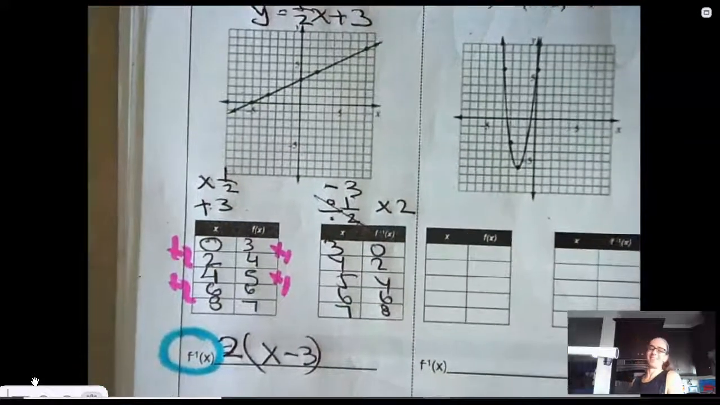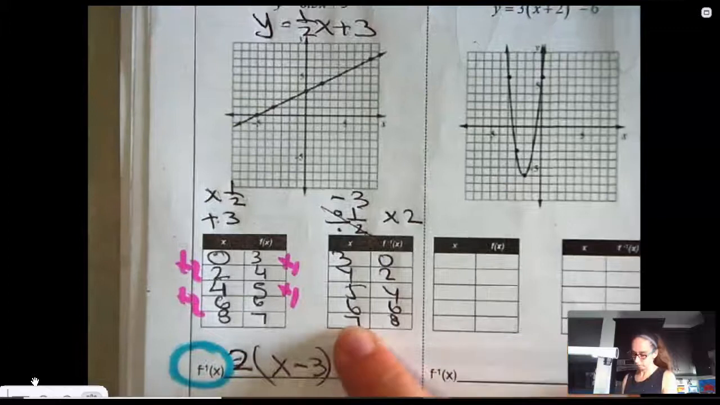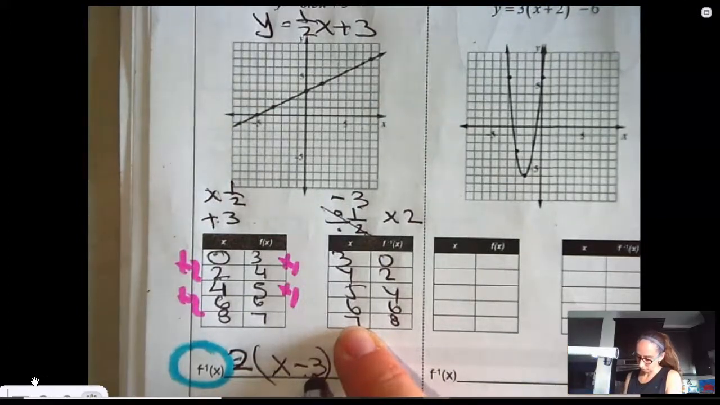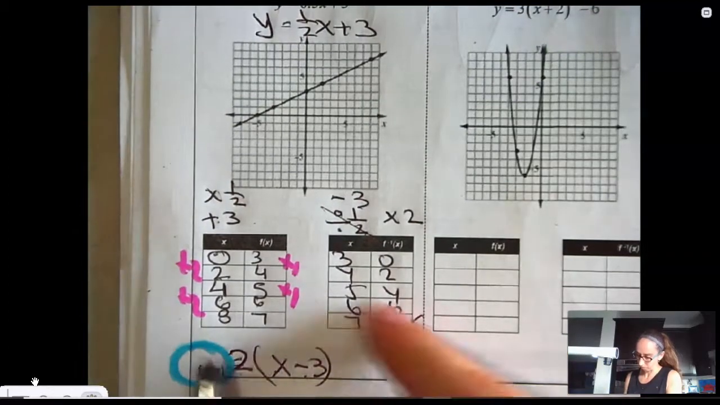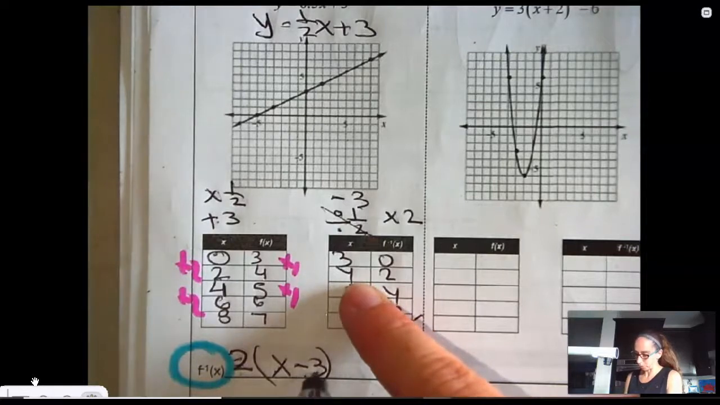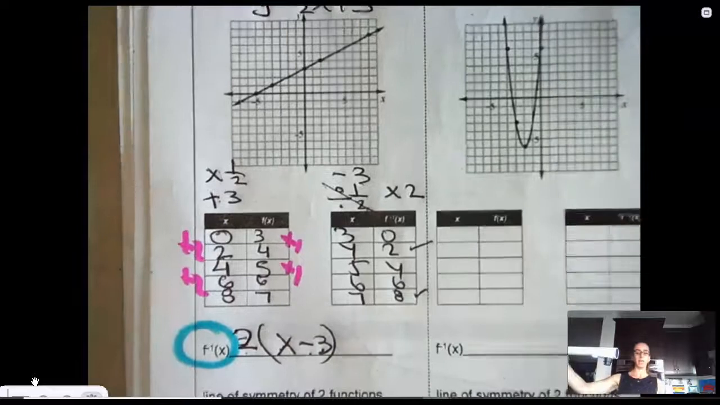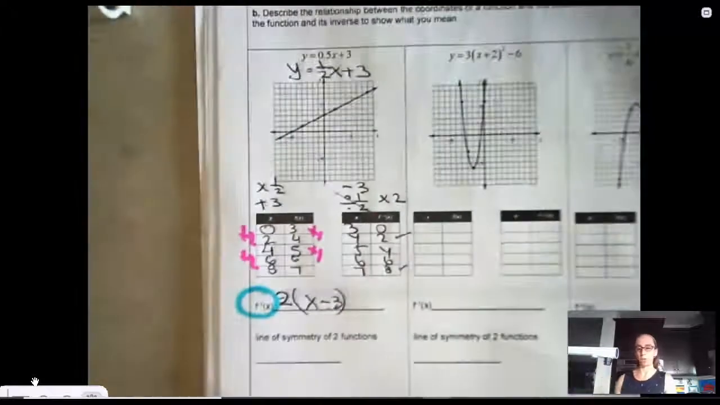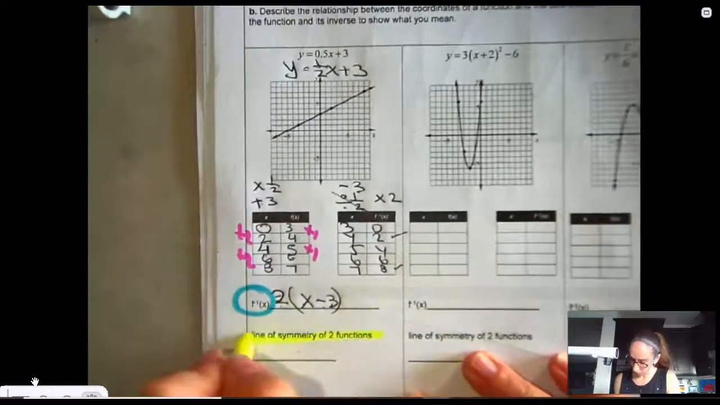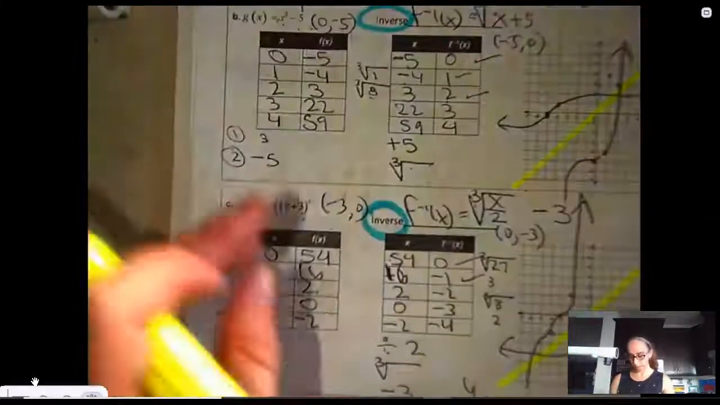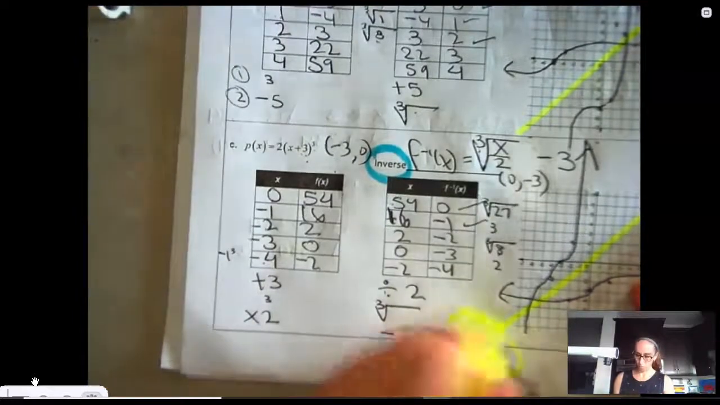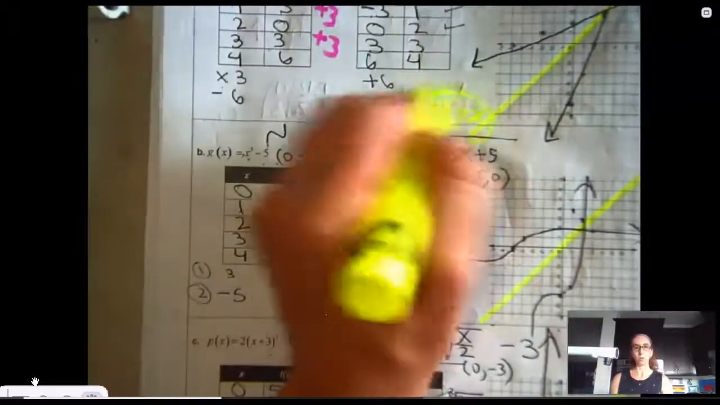And some of you go, I don't think so. All right, let's try the 7. 7 minus 3 is 4, times 2 is 8. Let's try the 4. 4 minus 3 is 1, times 2 is 2. Aha. Now the line of symmetry of the two functions. That's what I went over last time, and that's the yellow. And if you look, what did I say it was? Y equals x.